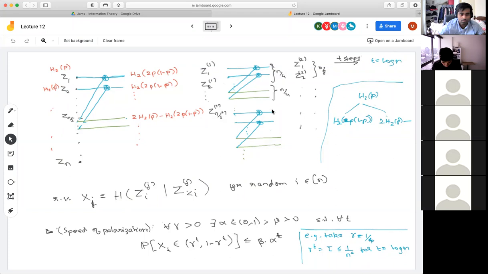And you can prove a theorem about the speed of polarization, which says that the value of x_t gets close to 0 or 1 exponentially fast. Or rather, the probability that it's not within gamma^t of 0 or gamma^t of 1 becomes very small. In particular, if you take gamma to be 1/4, it tells you that the probability of not being within tau of either 0 or 1 is very small. And you can even take tau to be, as in this example, 1 over n squared. So that's roughly the construction.